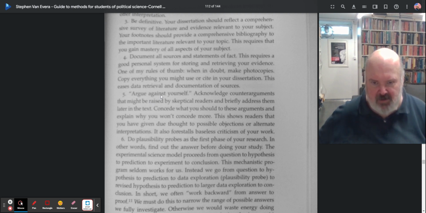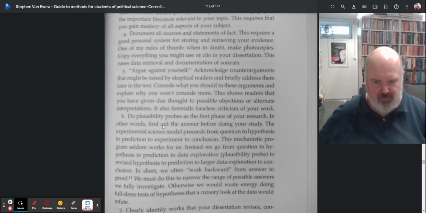Five, argue against yourself. Acknowledge counter-arguments that might be raised by skeptical readers and briefly address them later in the text. Concede what you should to these arguments and explain why you won't concede more. This shows readers that you have given due thought to the possible objections and alternative interpretations. This also forestalls biased criticisms of your work. So argue against yourself. That's a very good point.